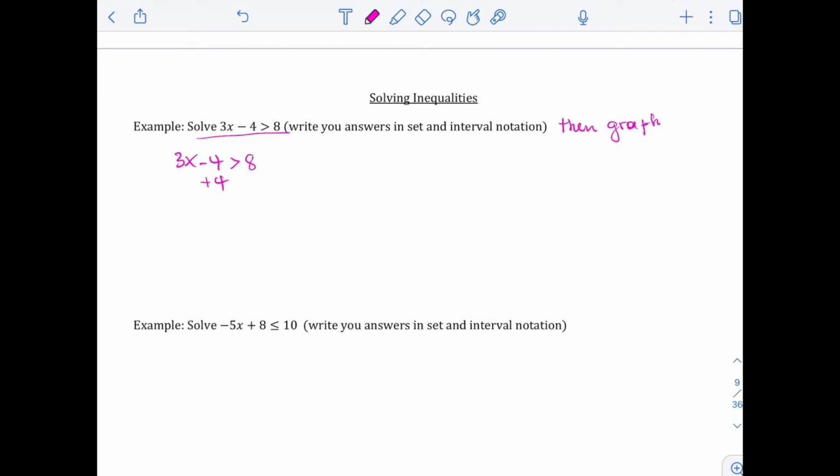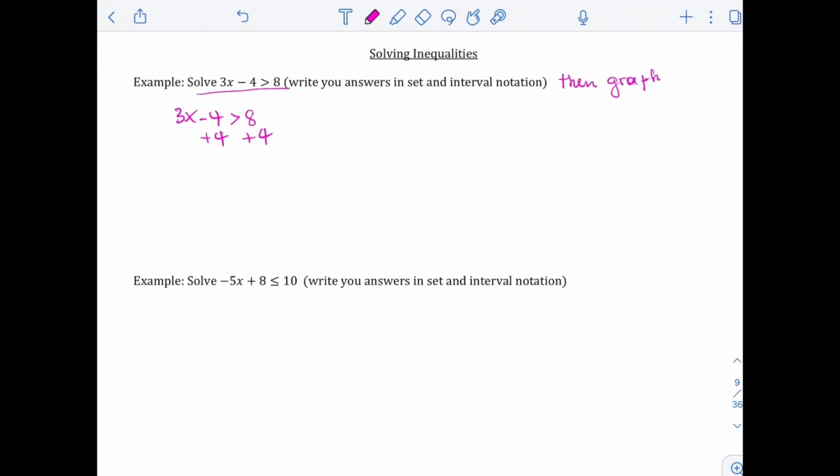Add 4 on both sides to isolate x. So that's 3x greater than or equal to 12. Divide by 3. So x is greater than or equal to 4. So set notation is the set of x such that x is greater than or equal to 4. That's it.